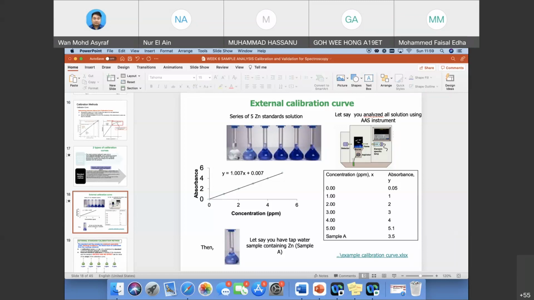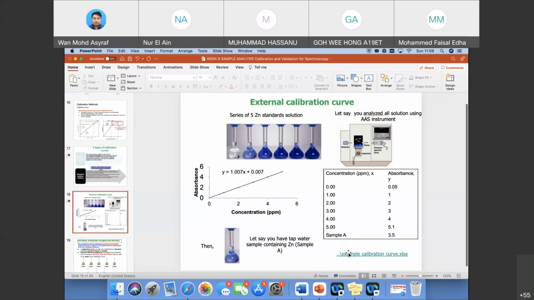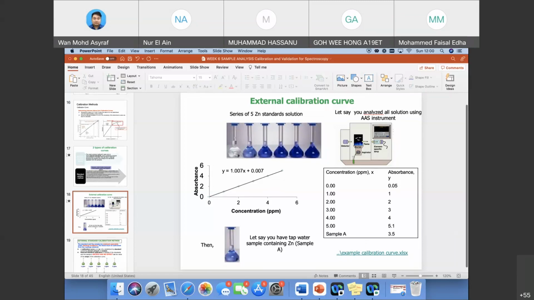This gives a much better linear range. Then let's say you have a tap water sample containing zinc, which is sample A. It gives an absorbance of 3.5. So how would you get the concentration of your sample A? You can use the equation here, where you input 3.5 as y, the absorbance, and compute your x. It is much better to use the equation.